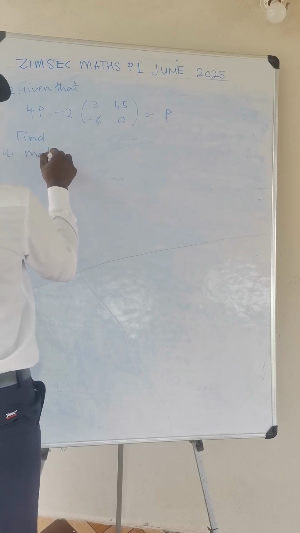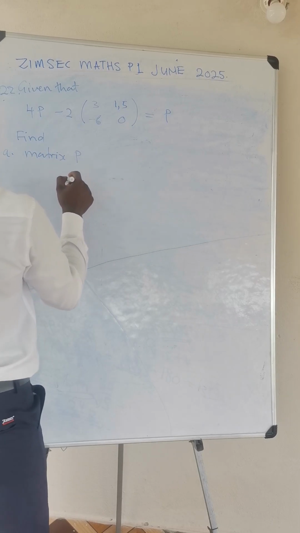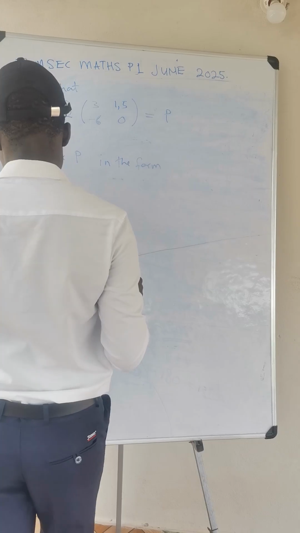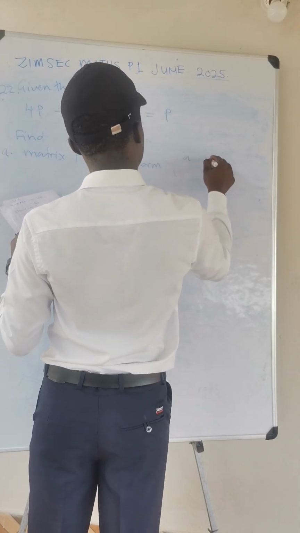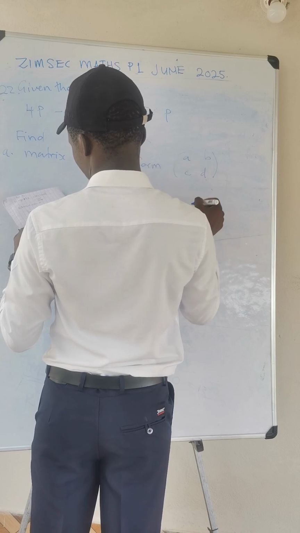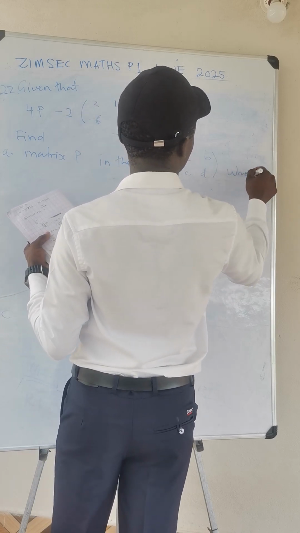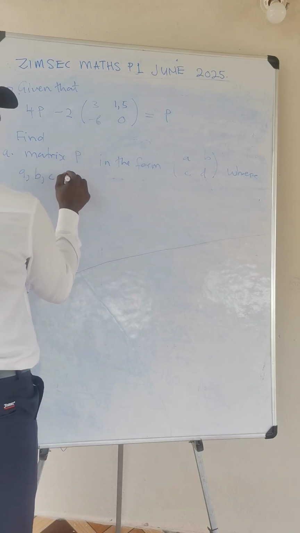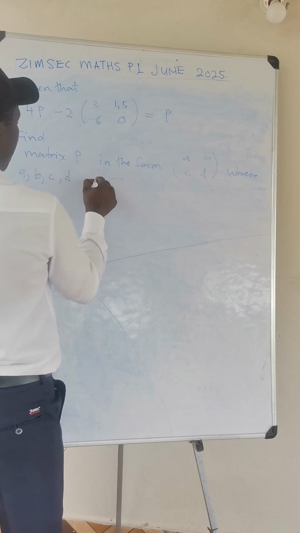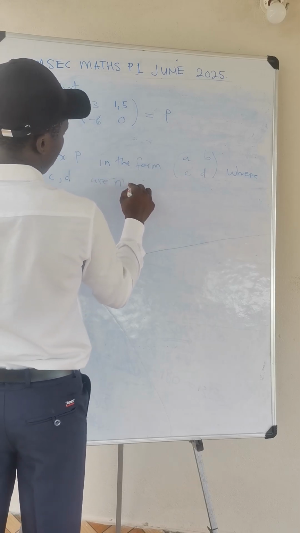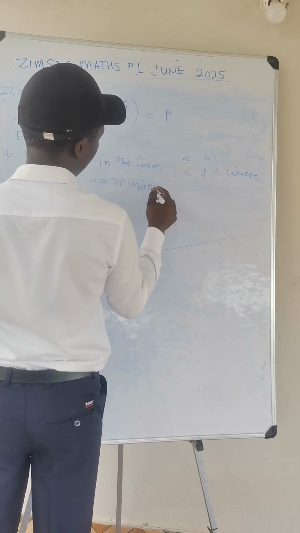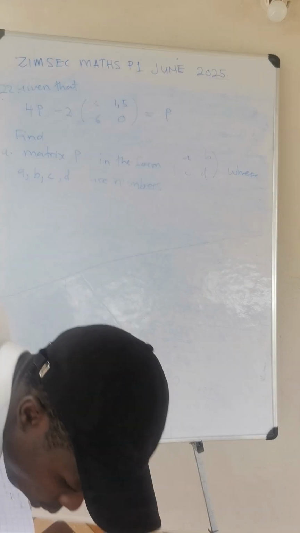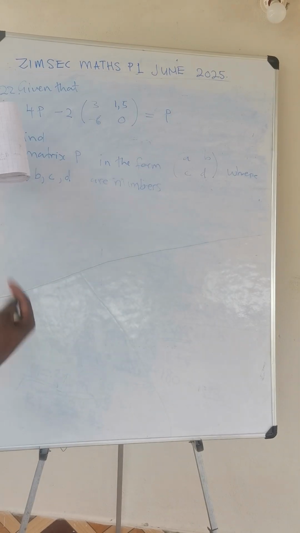matrix P in the form A, B, C, D, where A, B, C, D are numbers. Okay, so this is what our question is requesting us to do. So this is the question we are given.